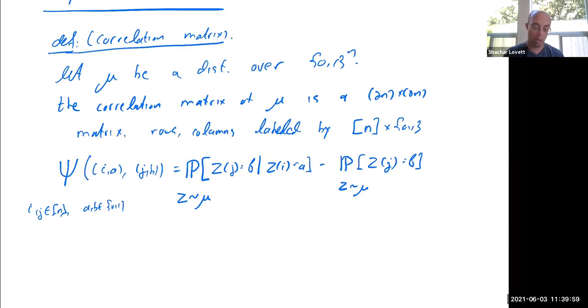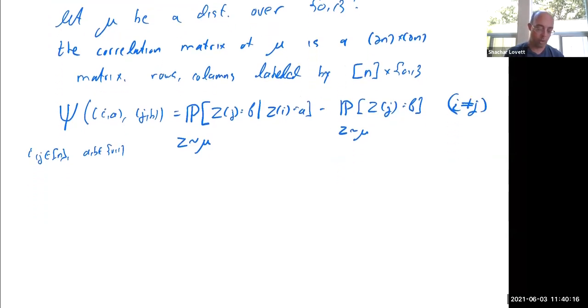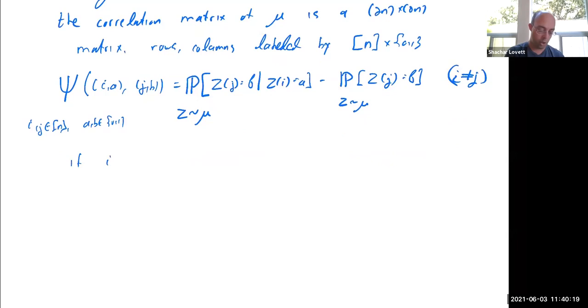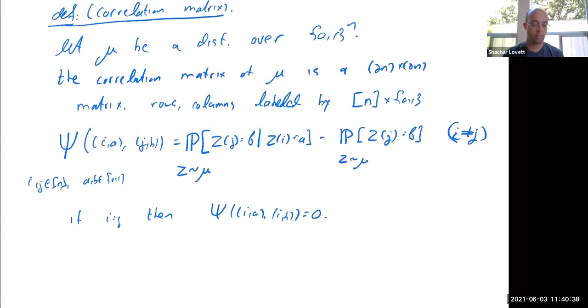By the way, there's one more tweak here. We always want to compare two different coordinates, so this is only for I different from J. I still need to define this matrix when I equals J, and we just define it to be 0. If I equals J, we set the entry IA, IB to be 0. We never look at the correlation between an element and itself, since that doesn't make sense, so syntactically we make it 0. Okay, so this is the definition of the correlation matrix.